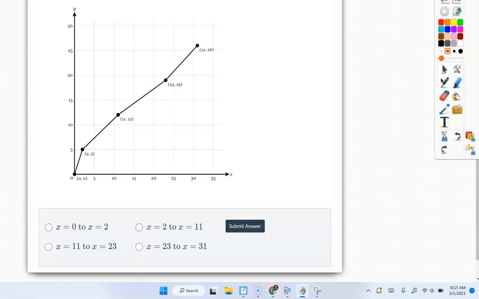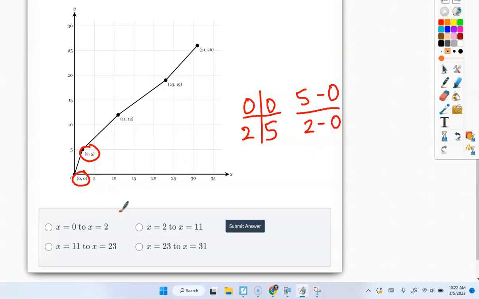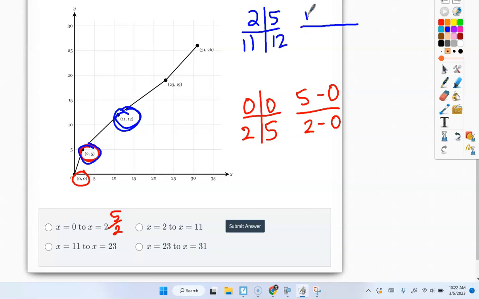So for the first section, you'll notice here from 0 to 2, right, that's the point 0, 0 to the point 2, 5. So my rate of change is 5 minus 0 over 2 minus 0, which is 5 halves. My next one is from 2 to 11. So from point 2, let's use a different color this time, 2 to 11, so 2, 5, and 11, 12. So that would be 12 minus 5 over 11 minus 2, which would be 7/9. So this one is 7/9.